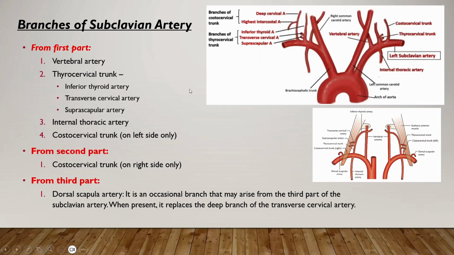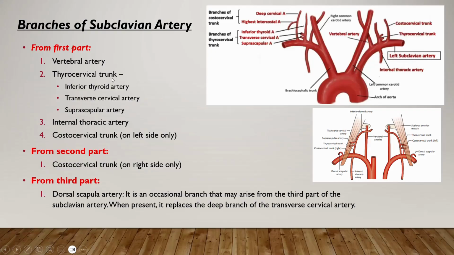You first see the right side. On the right side you can remember V, I and T, C and D, that is vitamin C and D. So on the right side there is the vertebral artery, internal thoracic artery and thyrocervical trunk from the first part, the costocervical trunk from the second part, and the third part has the dorsal scapular artery.